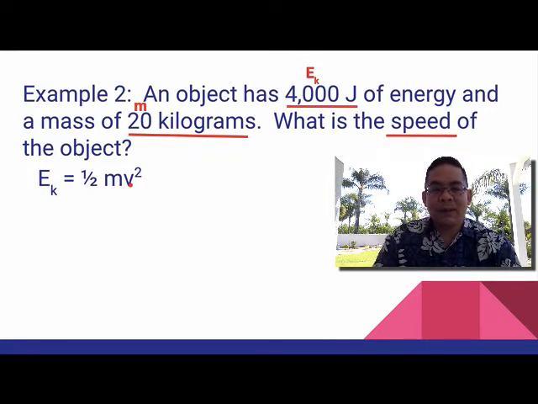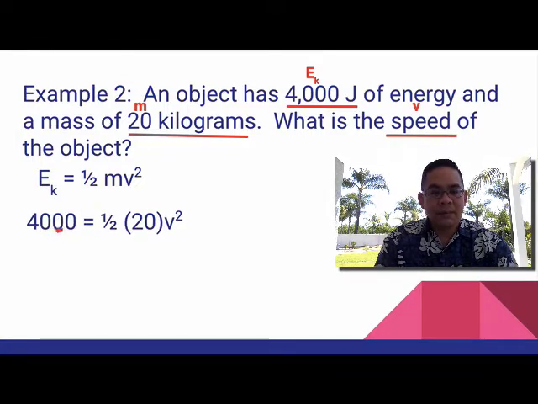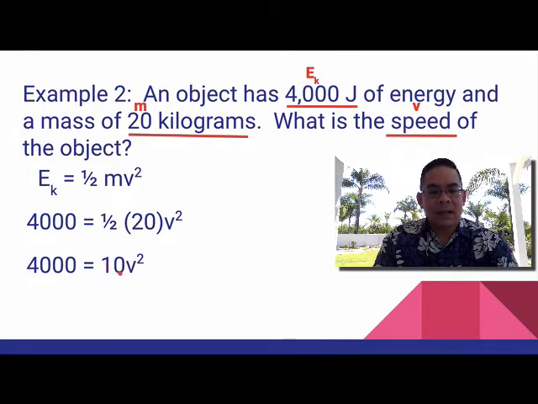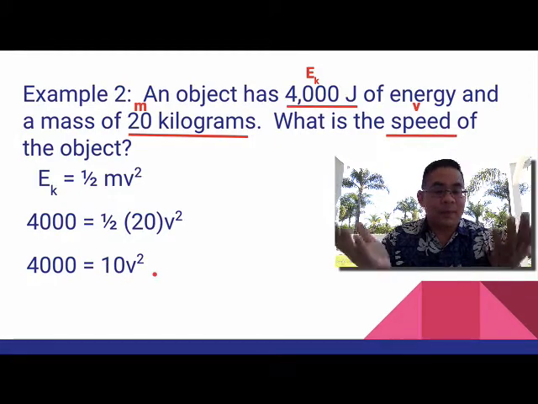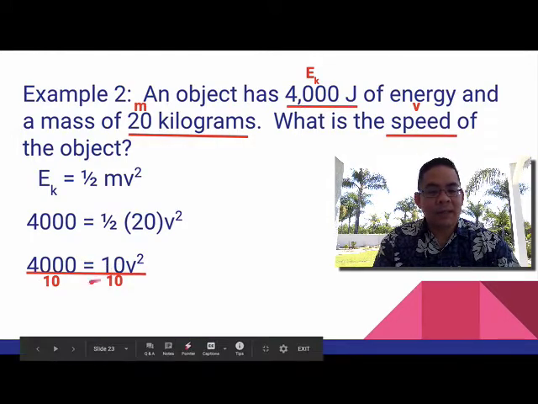When I plug in those numbers, I get 4,000 equals 1/2 times 20 times v squared. Since I don't know v, that's the variable I have to solve for. 1/2 of 20 is 10. Now what do I do for algebra? How do I solve this? That's right, we divide both sides by 10. This cancels out on this side, and 4,000 divided by 10 becomes 400.